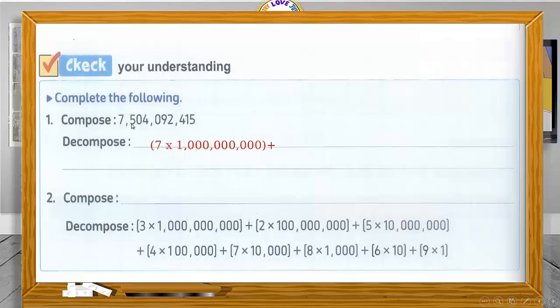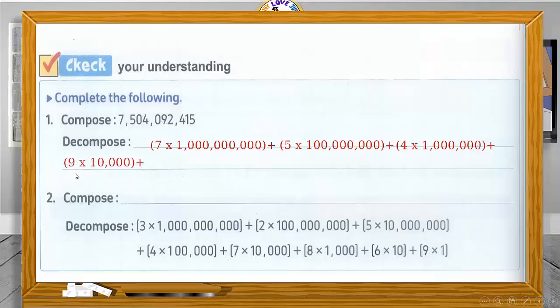5 in 100 million. So we will write 5 times 100 million. Here nothing, don't write anything in expanded form. 4 in 1 million. So you should multiply 4 times 1 million. And in 100,000 we don't have anything. 9 in 10,000, so you should multiply 9 times 10,000. 2 in 1,000, multiply 2 times 1,000. And 4 times 100, 1 times 10, 5 times 1.